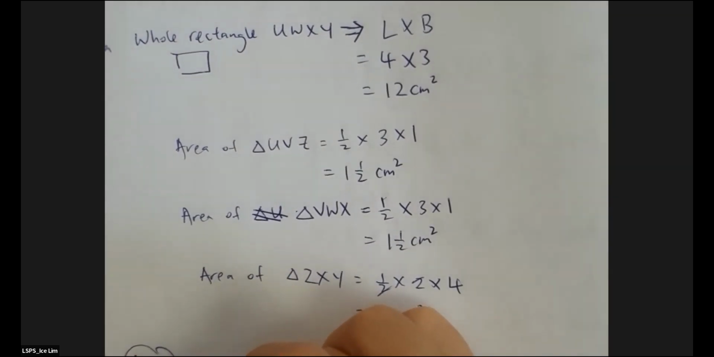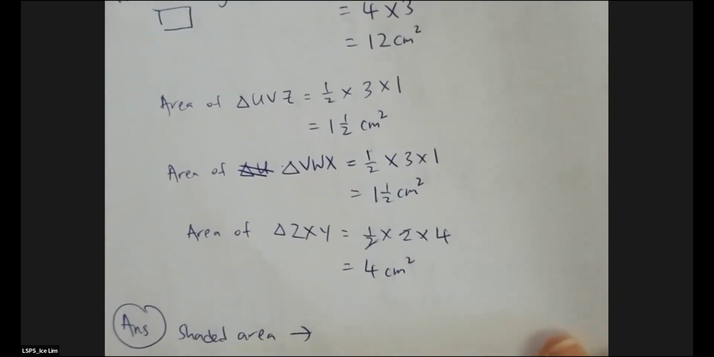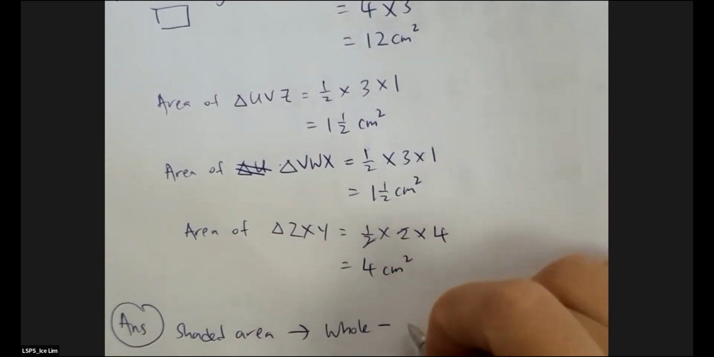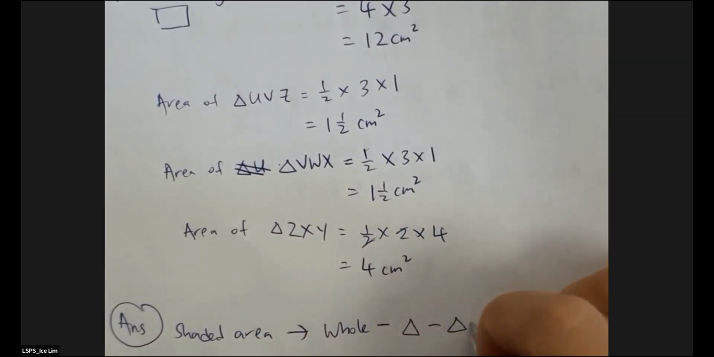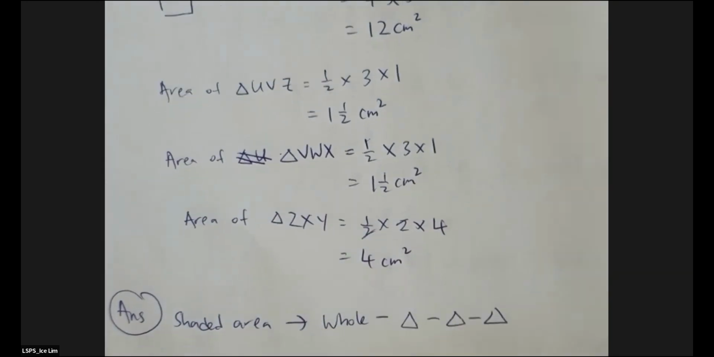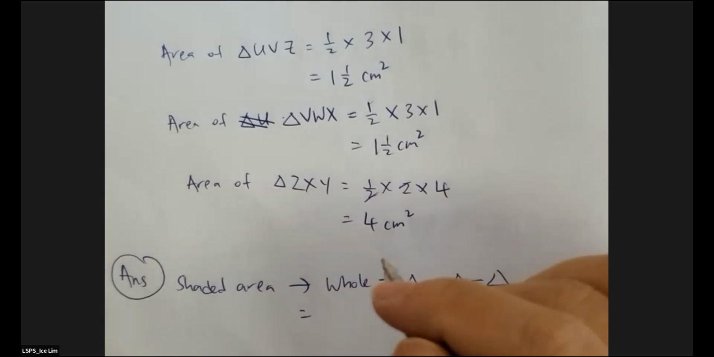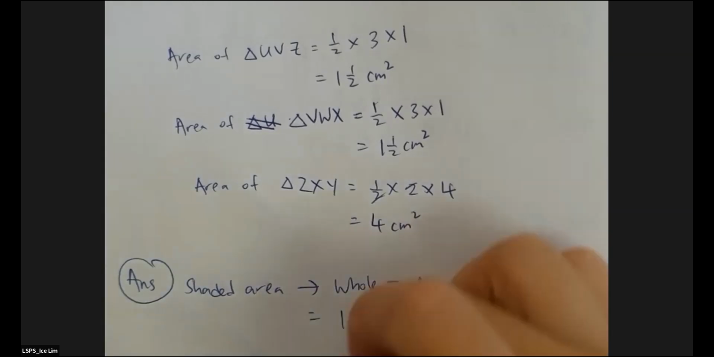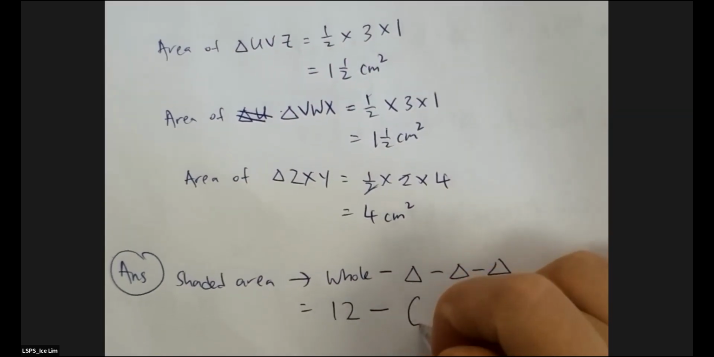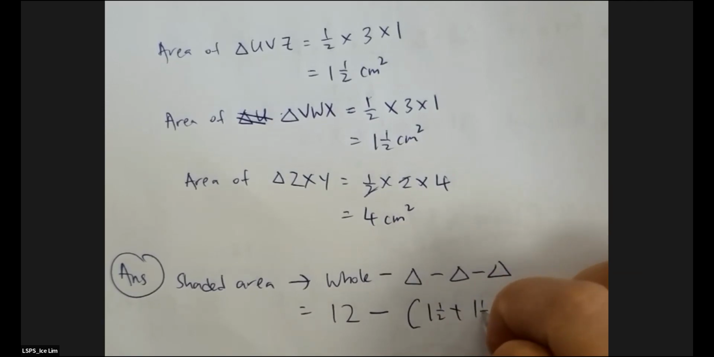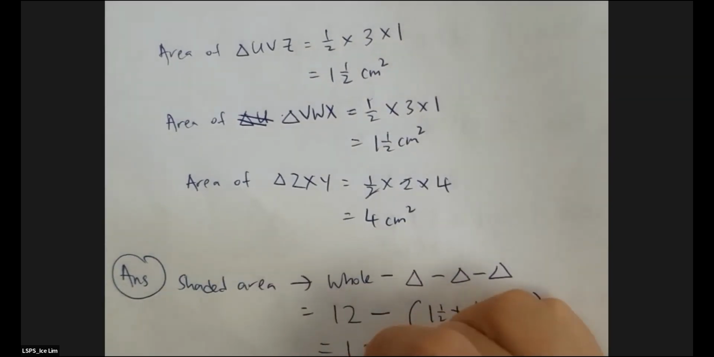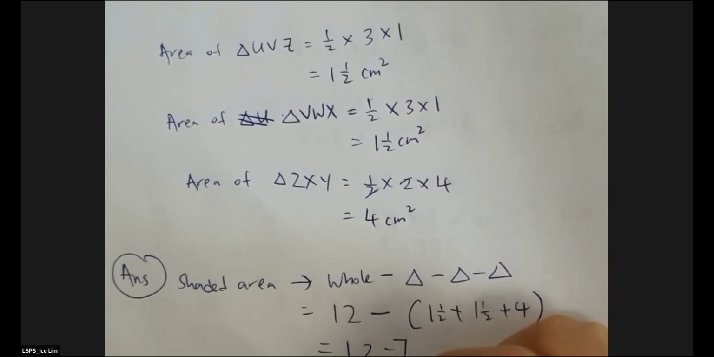Shaded area is the rectangle we talked about just now, which we found to be 12, minus all the triangles. I add the 3 triangles up first: 1.5 plus 1.5 plus 4. 1.5 plus 1.5 is 3, so it's 3 plus 4 is 7. So it's 12 minus 7. Answer: 5 square centimeters.